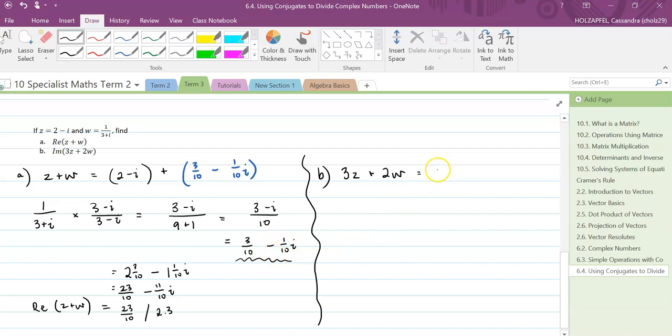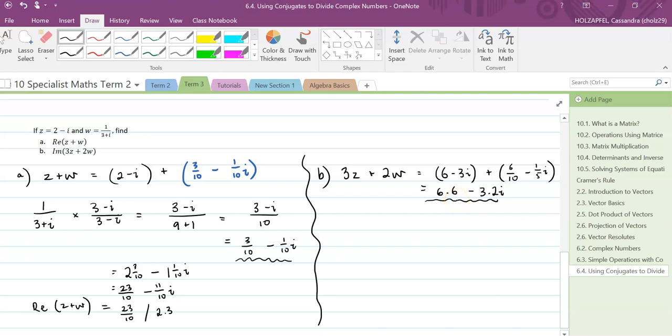So we have 3 lots of z, which is going to be equal to 6 minus 3i, plus 2 lots of 3 over 10, which is going to be 6 over 10 minus 1 over 5i. So that's going to be equal to 6.6 minus 3.2i. And again, we could do this using an improper fraction, or we could do this using a mixed number. It doesn't really matter so much since the values that we get are going to work out the same.